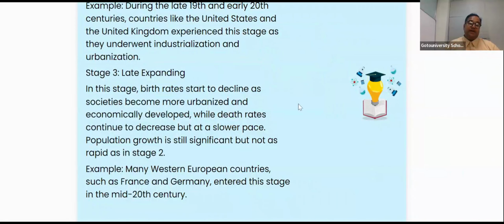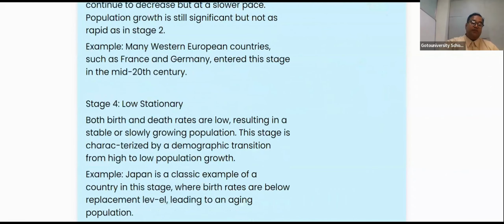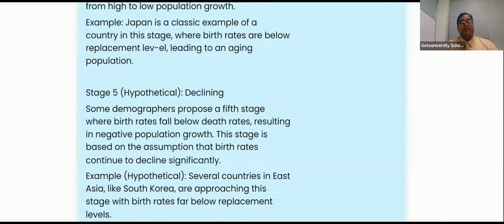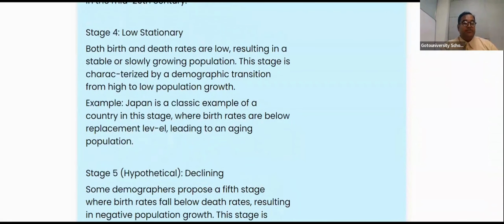Now, low stationary: birth rate and death rate are both low. Can you give an example? The Arctic area, where Eskimos live in small populations, and Japan is another example. Then the declining stage: birth rate falls below the death rate. Death rate is maximum in the declining stage.